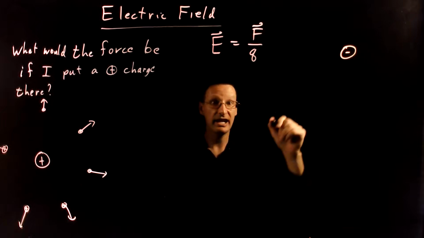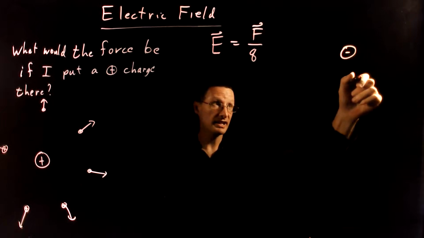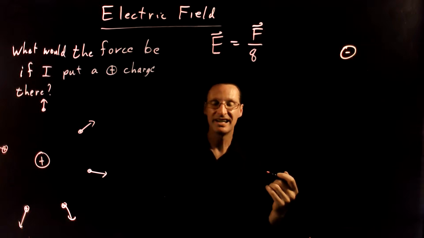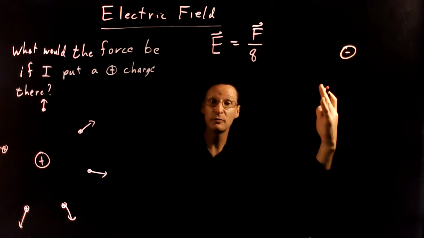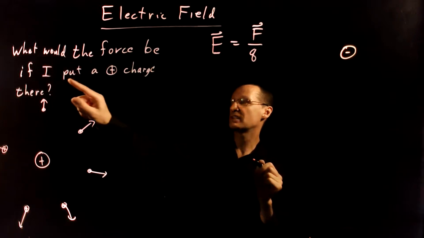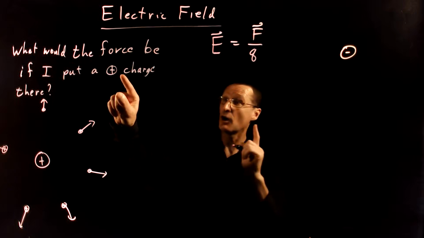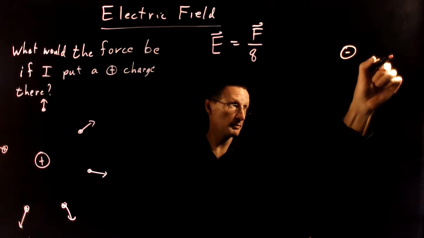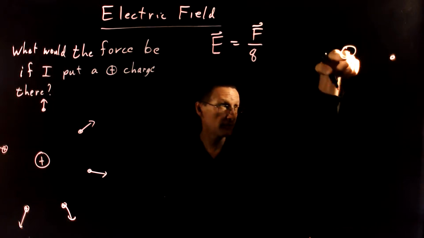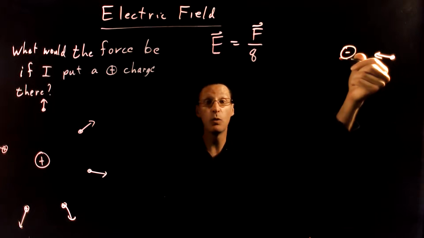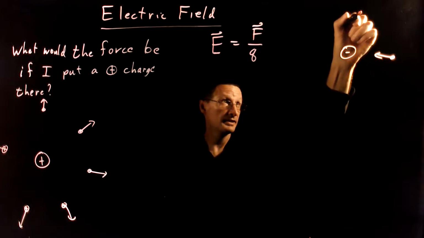Let's say I have a negative charge here. What would be the electric field around this negative charge? And this is a real negative charge. I can't talk about the force because there's only one charge here. So again, I ask this question: what would the force be if I put a positive charge there? It's always defined in terms of positive charges. So I put a positive test charge here. That's going to feel an attractive force, right? So the electric field is going to point towards the negative charge here.